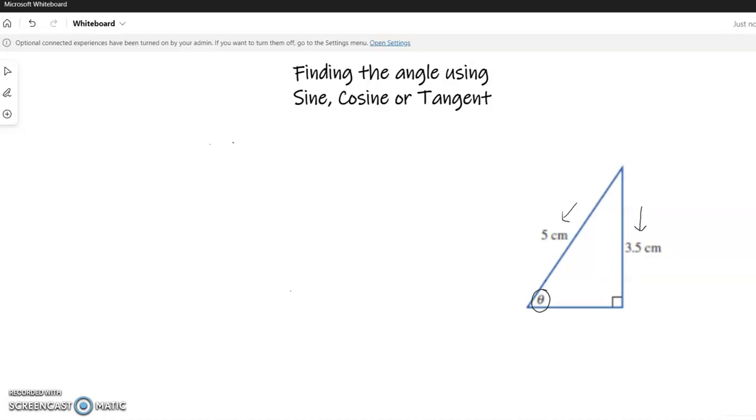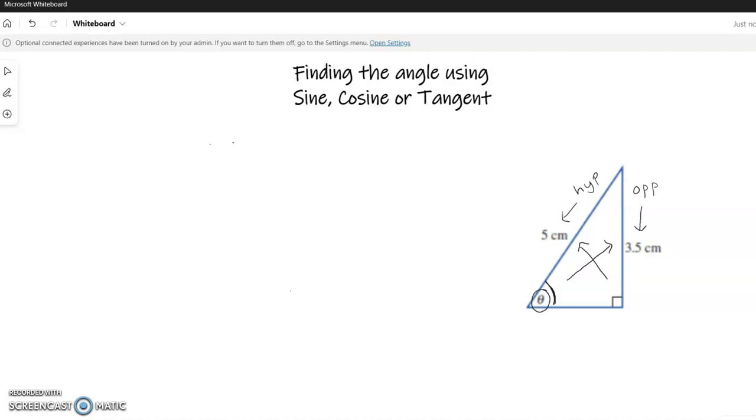First of all, let's look at where our angle is situated. It's down here. And if we look at the two sides that we know, the 3.5 centimetre side is opposite the angle, and the 5 centimetre side is opposite the right angle, which means that this has to be the hypotenuse. So we have the opposite side and the hypotenuse, so we need to work out which trig ratio we are going to use to solve this problem.